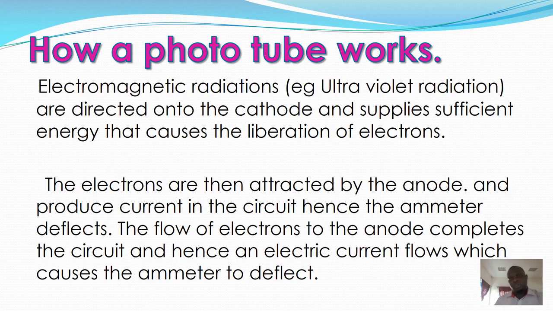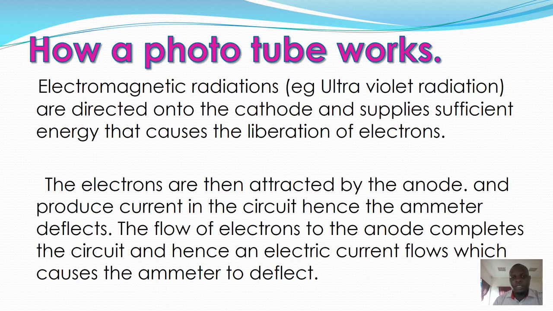So how does the phototube really work? Electromagnetic radiation is directed to the cathode and supplies sufficient energy that causes the liberation of electrons. The electrons are then attracted to the anode and they produce current in the circuit. The flow of these electrons completes the circuit and hence electric current flows and causes the emitter to deflect. So that's how the phototube really works.